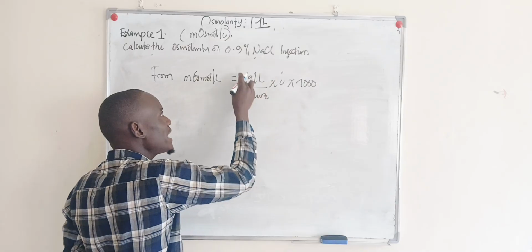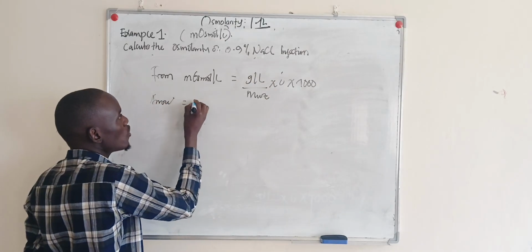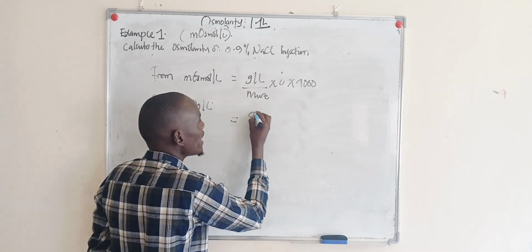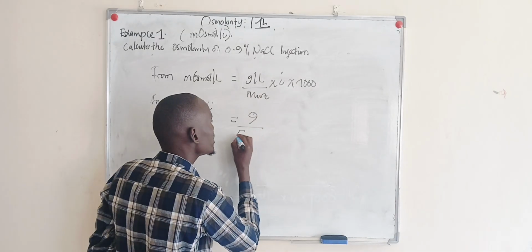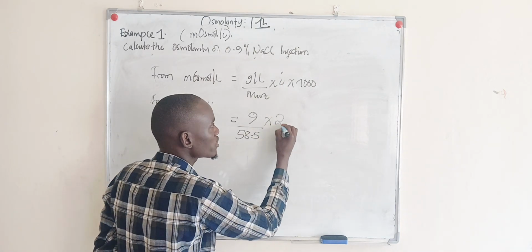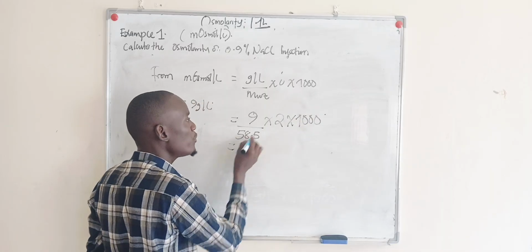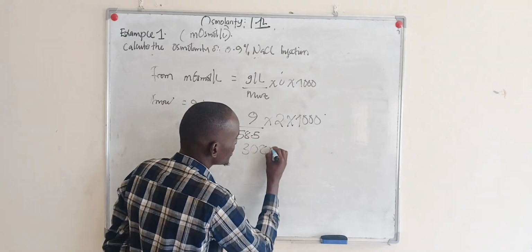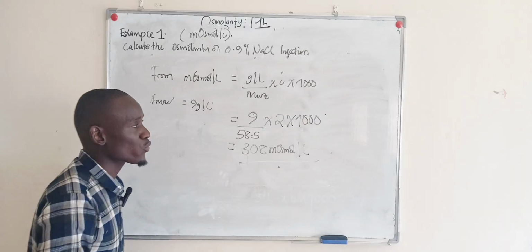But we have already obtained the amount of sodium chloride in a liter, which was 9 grams per liter. So we shall simply substitute, where here we have 9 grams divided by the molecular weight, which is 58.5, times number of particles, which is 2, multiplied by 1000. And when you compute this, we shall still get 308 mOsmols per liter of sodium chloride.